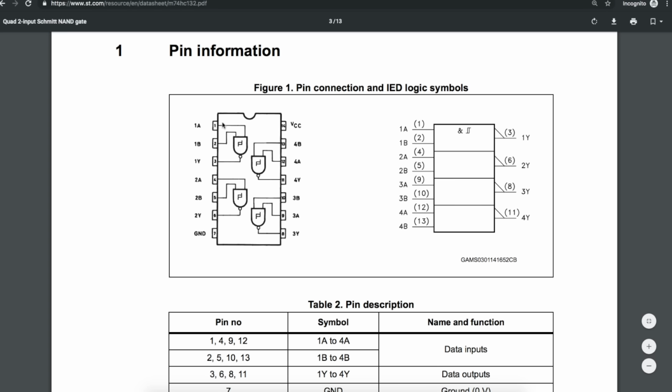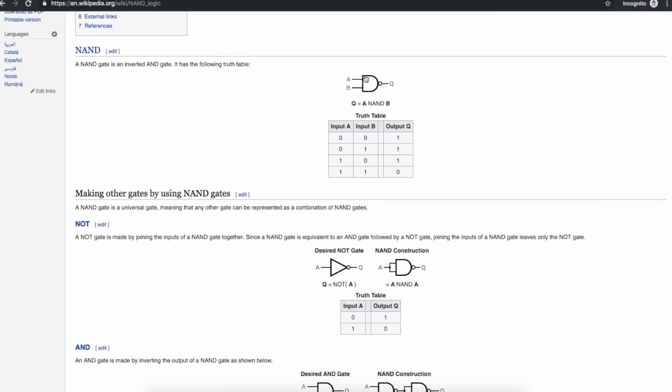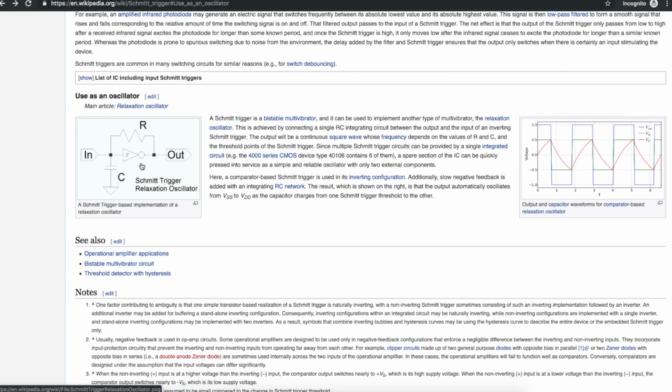Since I'm working with NAND gates, if I tie the two inputs of a NAND gate together, that's an inverter. So I can use this as a Schmitt triggered inverter. When I tie these together, if both are low, we get a high. If both are high, we get a low. The frequency of the oscillator is primarily determined by the RC timing network, plus a small propagation delay through the gate.